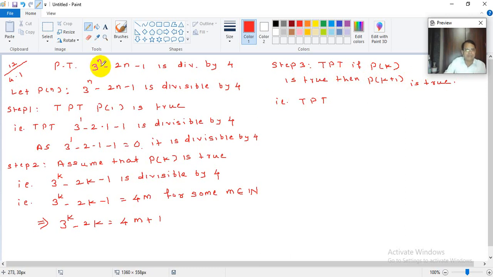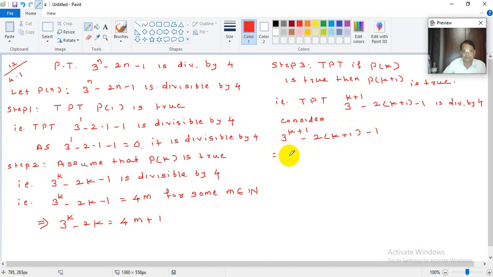आता ह्याच्यामध्ये मी k प्लस 1 टाकणार ना. टू प्रूव्ह दॅट 3 रेज टू k प्लस 1 मायनस 2 इंटू k प्लस 1 मायनस 1 इज डिव्हिजिबल बाय 4. मी DIV नुसतं लिहितोय, डिव्हिजिबल त्याचा अर्थ डिव्हिजिबल बाय 4. सो कन्सिडर, what? 3 raised to k plus 1 minus 2 into k plus 1 minus 1.